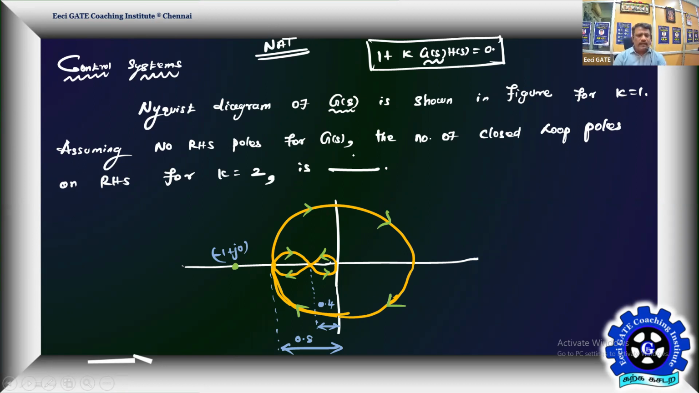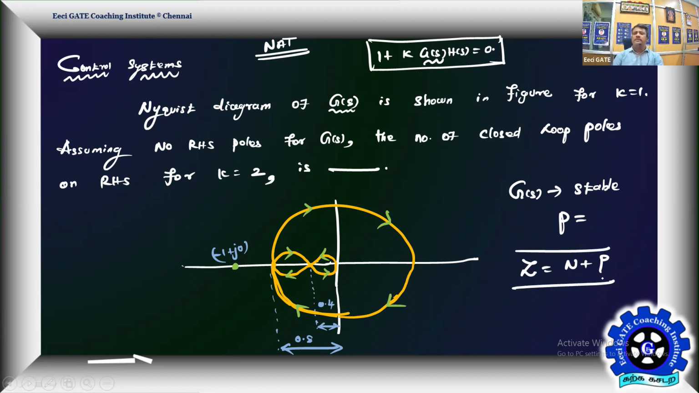Assuming no right hand side poles for G of S, what does that mean? No right hand side poles for G of S means the given open loop system is stable, because it doesn't have any poles on the right hand side. So as per the Nyquist stability, Z is equal to N plus P. That's all you need to remember, where P represents the number of right hand side poles of G of S, which is equal to 0.